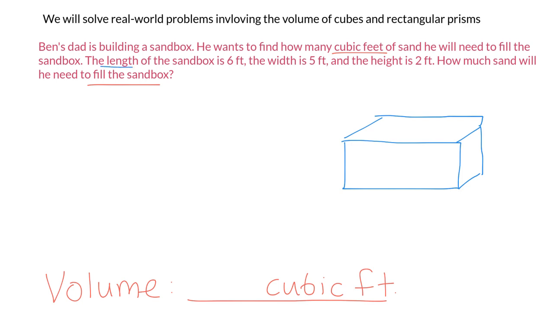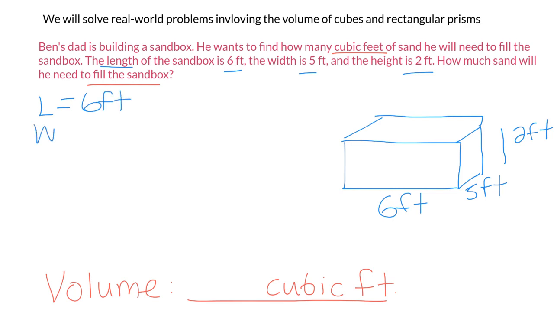Okay, now I'm going to go ahead and label this with our dimensions. So the length is 6 feet. So I'm going to label right here 6 feet. The width is 5 feet. And then the height is 2 feet. Okay, how tall it is. I'm also going to write that over here. Length equals 6 feet. Width equals 5 feet. And height equals 2 feet.